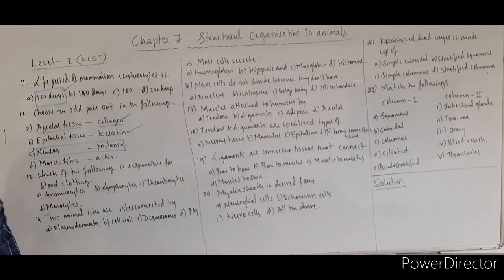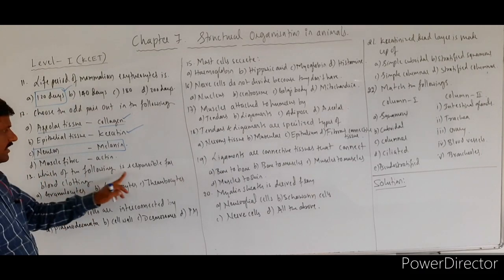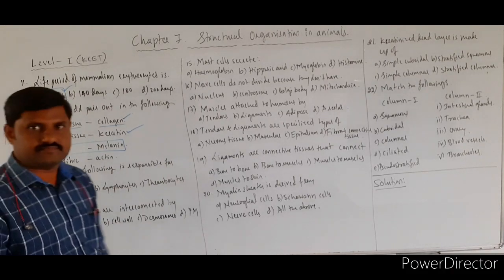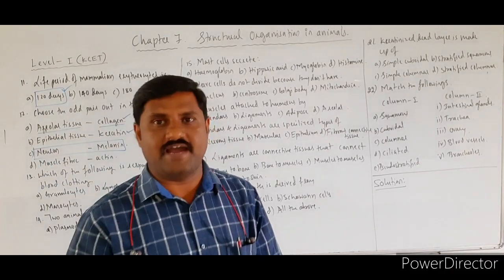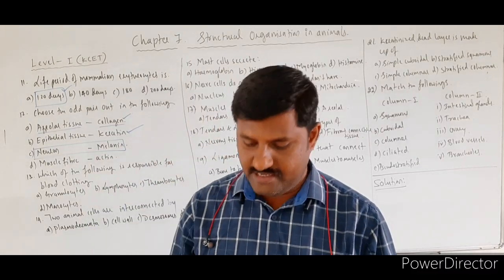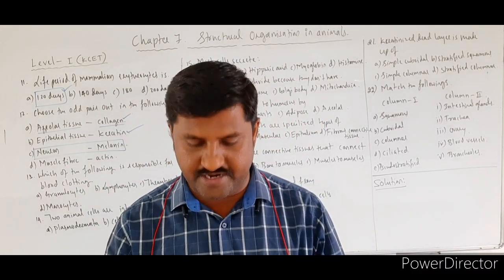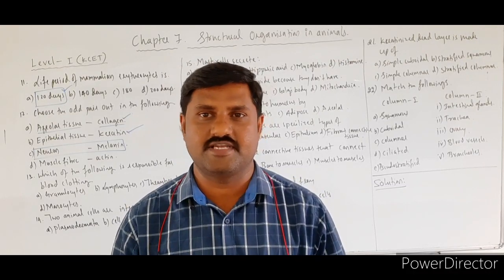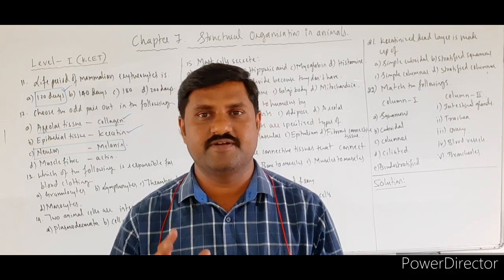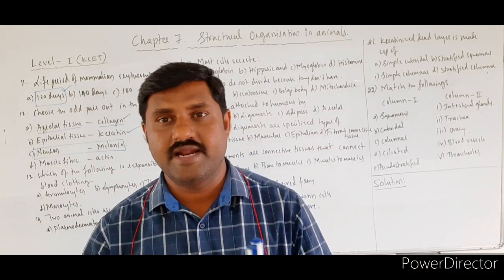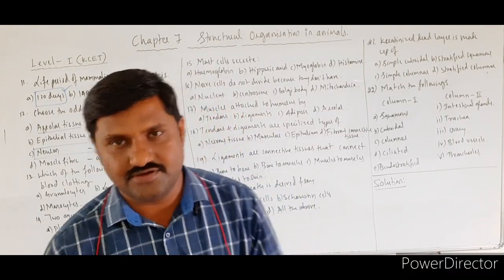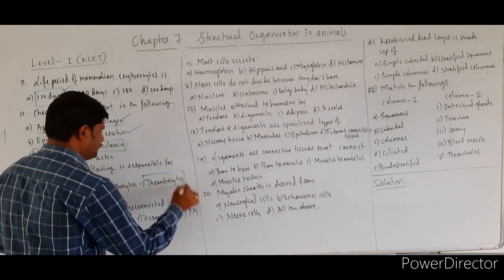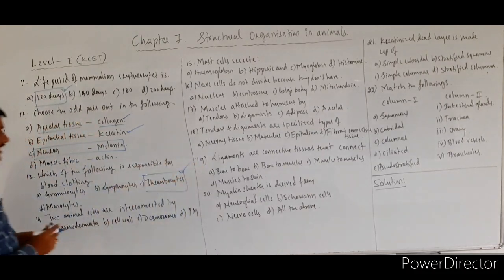Next question is, which of the following is responsible for blood clotting? There are some clotting factors, proteins, which are responsible for blood clotting itself. And what are those? Thrombocytes are the specialized cells responsible for the blood clotting, right? So thrombocytes is the correct answer for this question.